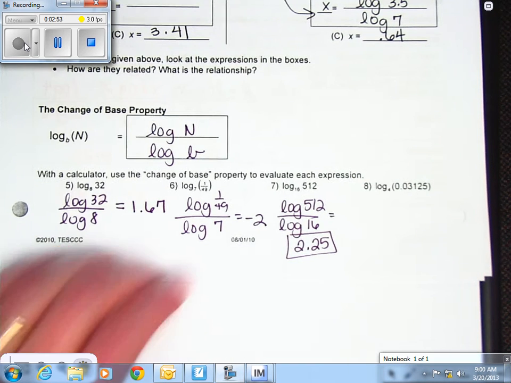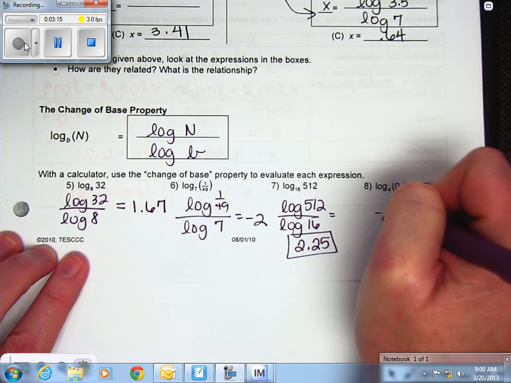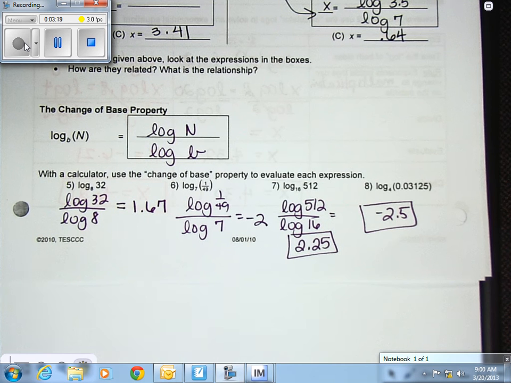2.25. Okay? So really quickly, just type in on your calculator and see if you can convert the last one and write it as a decimal. Negative 2.5. Thank you. Negative 2.5. And you would have typed in log of 0.03125 divided by log of 4 on that one.